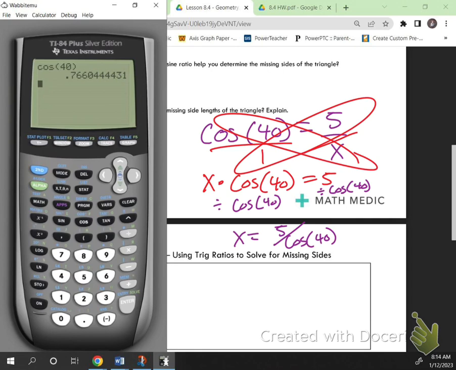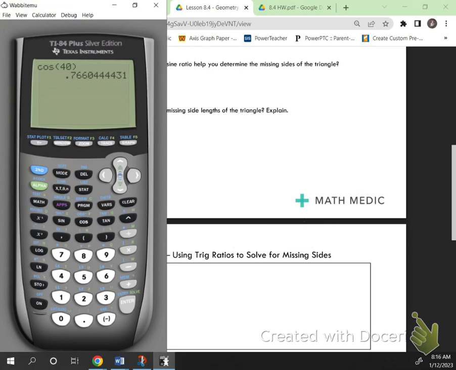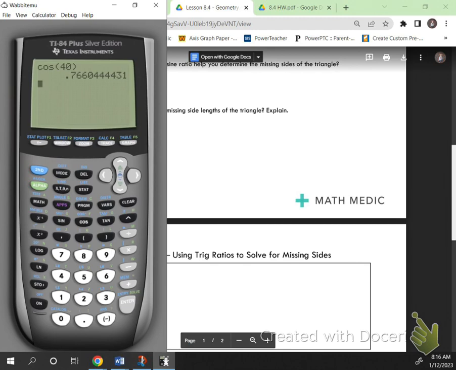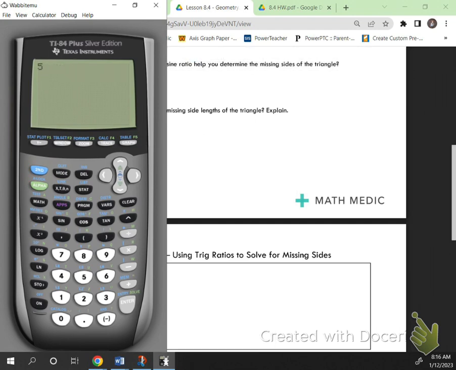So now in my calculator, I'm going to type in 5 divided by the cosine of 40 to get my exact answer. And we'll do that together on this calculator. So now we're going to do 5 divided by the cosine of 40 to get our side length. So I'm going to clear that. It's a lot of work. It's just different. We're solving. That's my side length. So this side length is about 6.52.